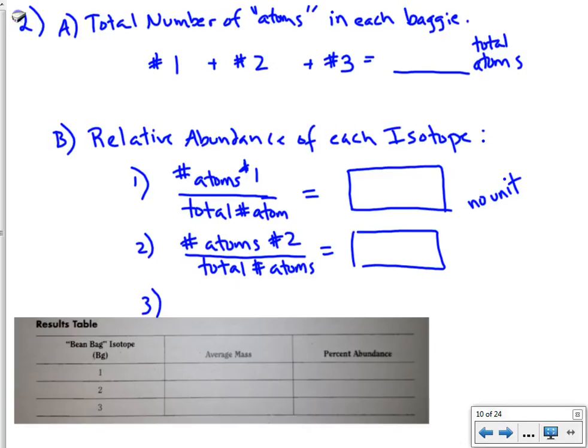Okay, the answer you get there, your answer to that first problem, would belong in that column that you had labeled as relative abundance. That'll be A. Your answer here goes here, and the third one that I didn't show you as an example will go here.